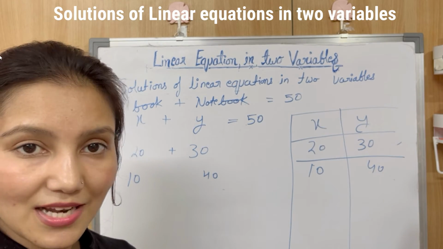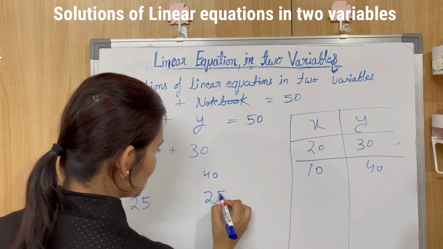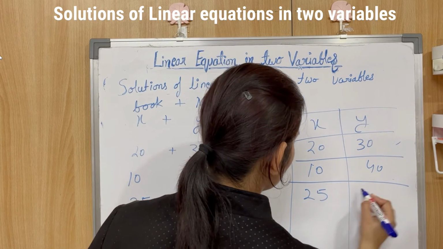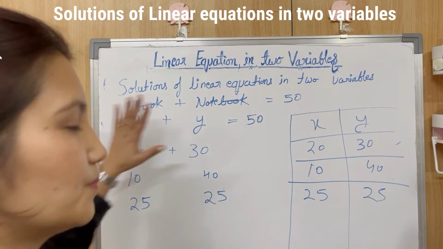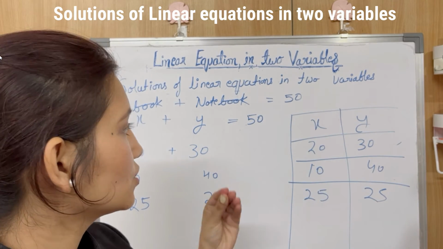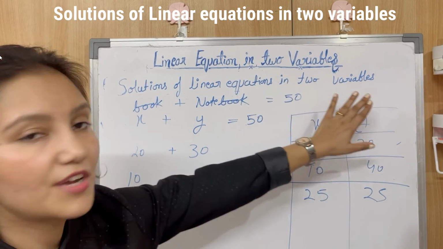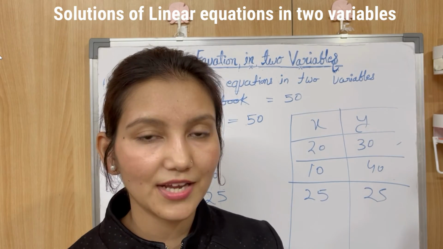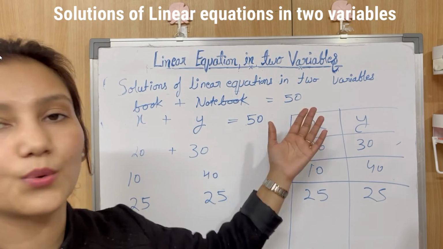What can be another scenario? The book was 25 rupees and the notebook was also 25 rupees. So this is another solution for this equation. This way you can get a lot of solutions for this equation. What I want to make clear here is that a linear equation in two variables can have multiple solutions. It can have an infinite number of solutions, right? So it can have infinite values of x and y that will satisfy this equation.